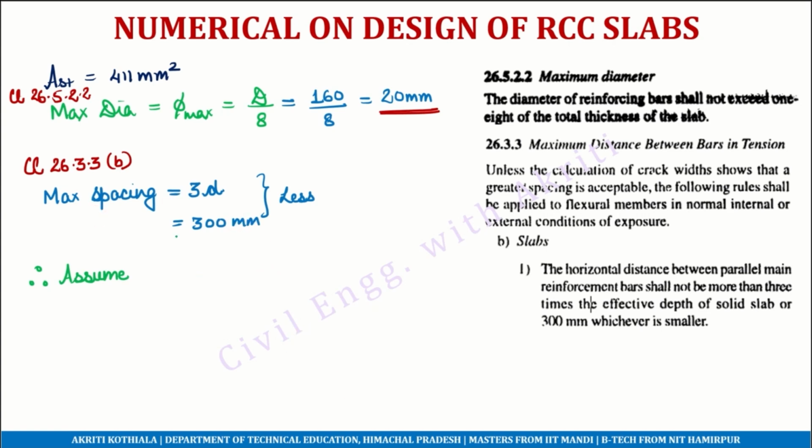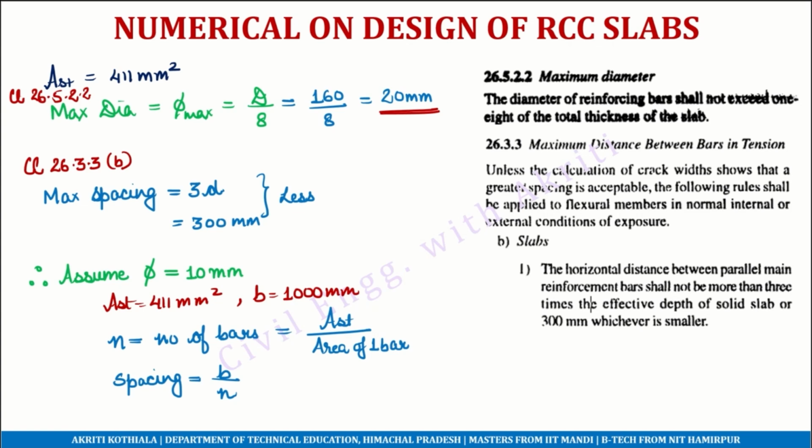Now to calculate that, I am assuming the diameter of the bar considering the above clause as 10 millimeters. So I am using 10 millimeter diameter bars. We know that the AST required is equal to 411 millimeters square. So the number of bars that will be required for a width of 1 meter, to calculate that we can move in two steps. First will be the number of bars. How do we calculate the number of bars? The AST required upon area of 1 bar. Area of 1 bar can be calculated through diameter of 10 millimeters. So this calculates to be equal to 411 upon area of one 10 mm bar.